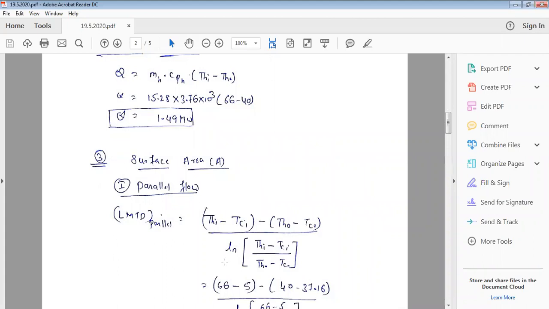I hope you are more familiar with this equation. Usually in some of the books, they give these two equations.